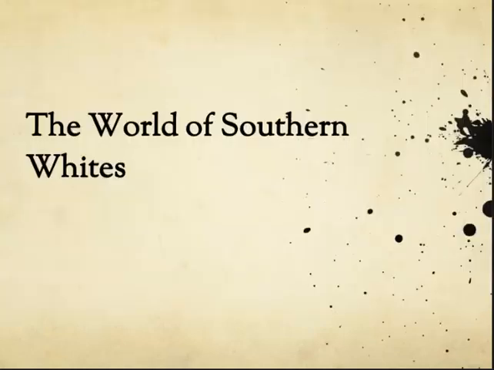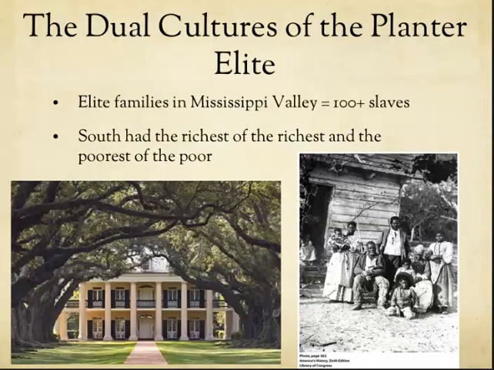Now, here we move on to what it's like for the whites down in the South. You have the dual cultures, you have the planter elite, so there's quite some changes going on. The elite families in the Mississippi Valley would have well over 100 slaves. You can see their plantation home down here: the overgrown trees, the big porches, the big pillars, that type of thing. The South had the richest of the rich and also the poorest of the poor.